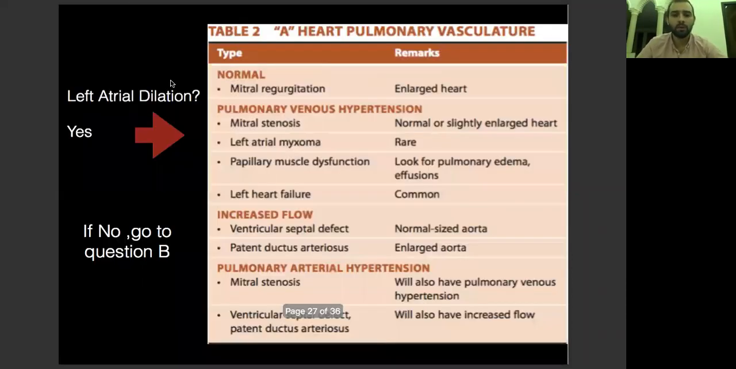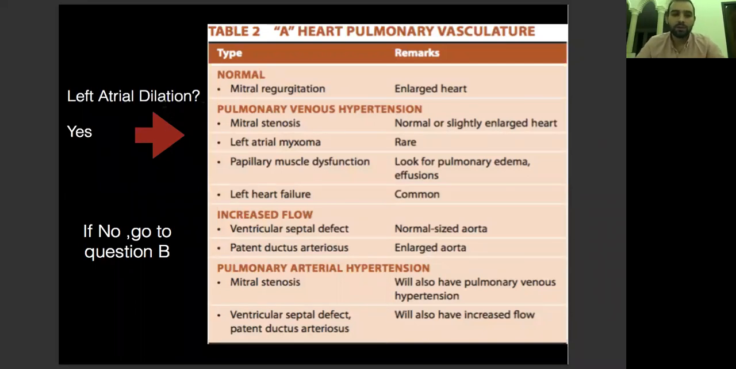Okay, so what's the algorithmic approach? We have a mnemonic for it, the ABCD of heart disease. So after having all of this data of heart size, of abnormality of heart contour, and pulmonary vasculature, we can go and do this algorithm to get our diagnosis.